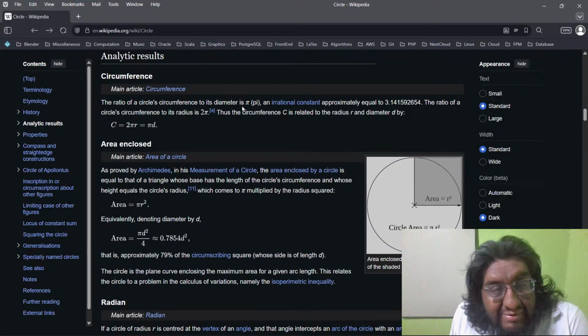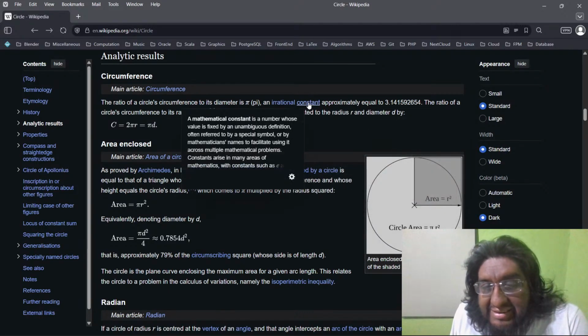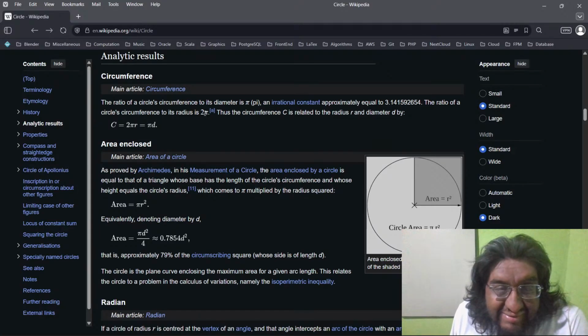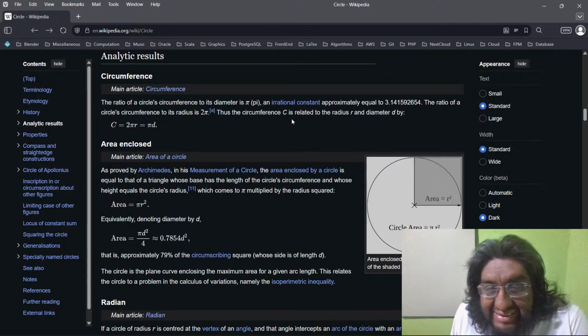The ratio of a circle's circumference to its diameter is an irrational constant, pi. The ratio of a circle's radius to pi. Okay.